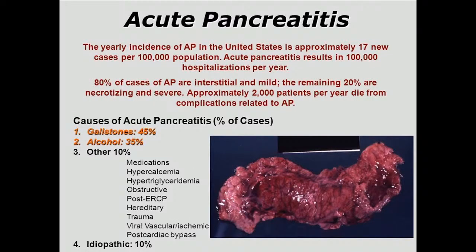Next disease is acute pancreatitis, and now I show you some information on this disease. The yearly incidence of acute pancreatitis in the United States is approximately 70 new cases per 100,000 population, and acute pancreatitis results in 100,000 hospitalizations per year.